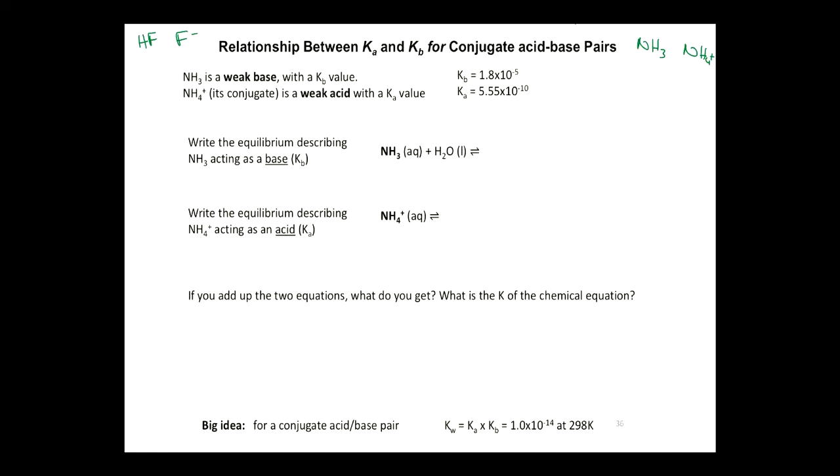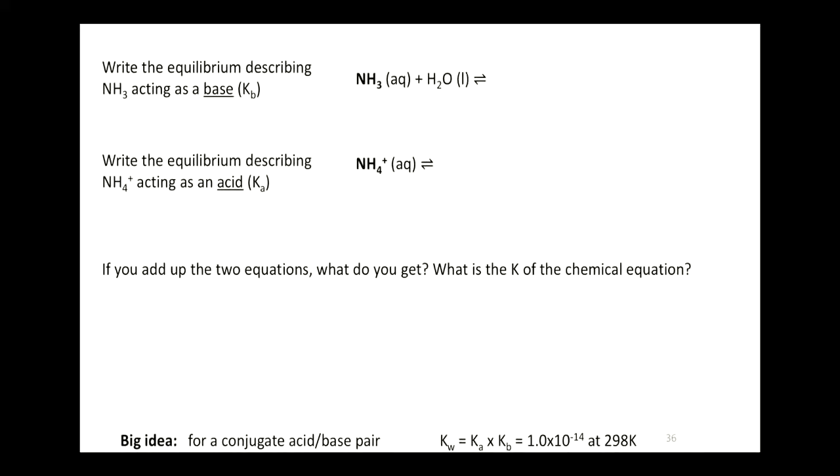Let's write the equilibrium describing ammonia acting like a base. So let's write the Kb expression for ammonia acting like a base. Bases accept protons, so this ammonia is going to grab one of those protons off of water to make NH4+. It's aqueous, I just don't feel like writing it. And what's left over is hydroxide. That's a generic Kb expression. All right? So that's ammonia.